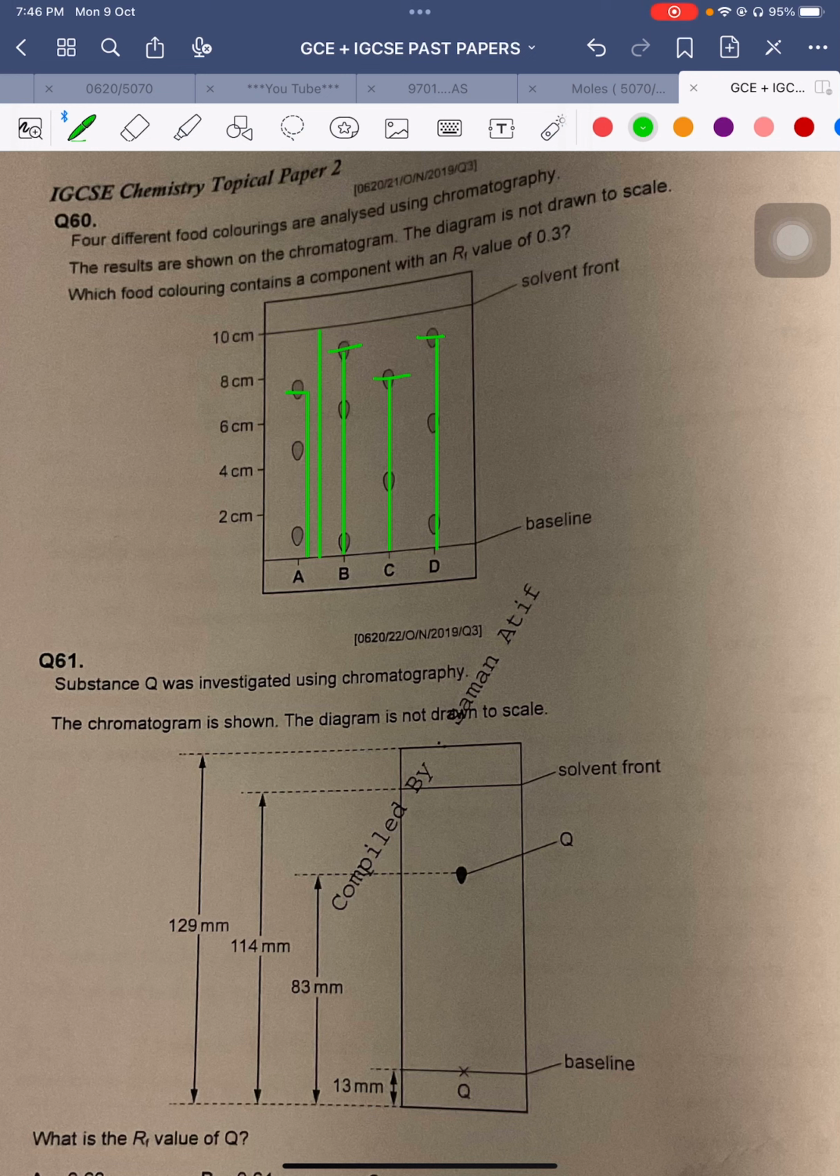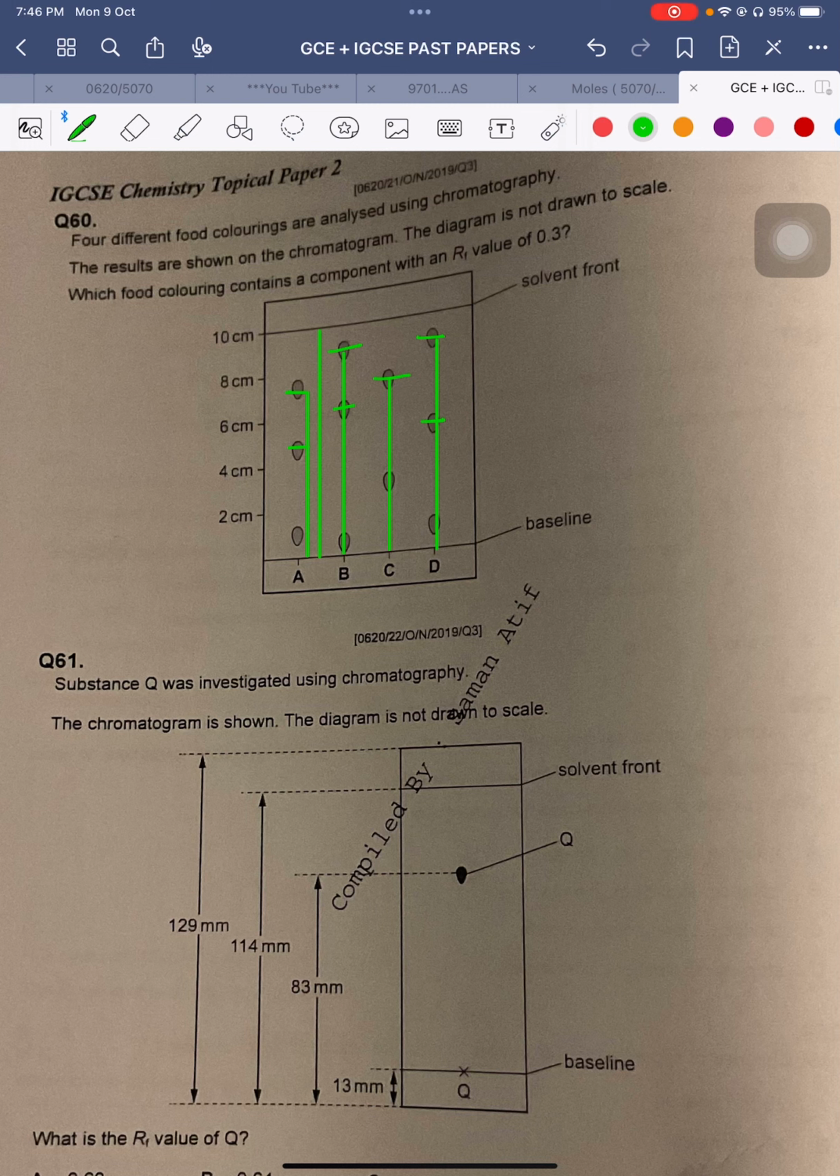All right. So we can see that the spots of A, B, C, D will all be there, and there are different types of spots. So you can measure all these separately and divide them by the distance of solvent. As a result, the value 0.3 will be the right option. Okay. Then there is another question.